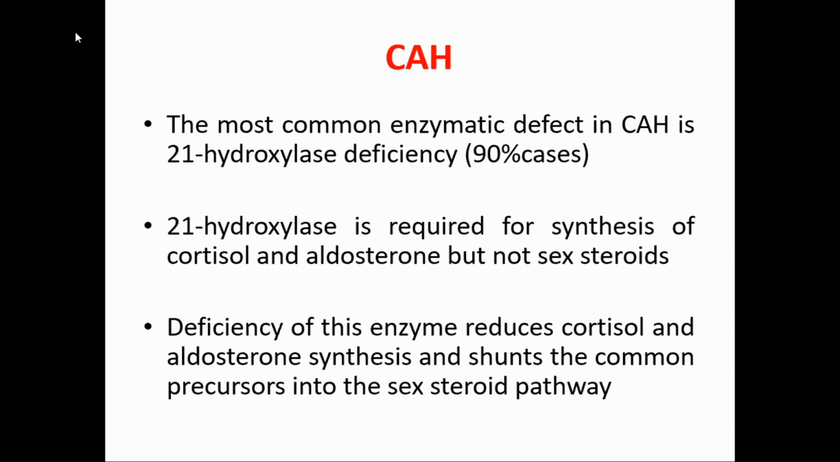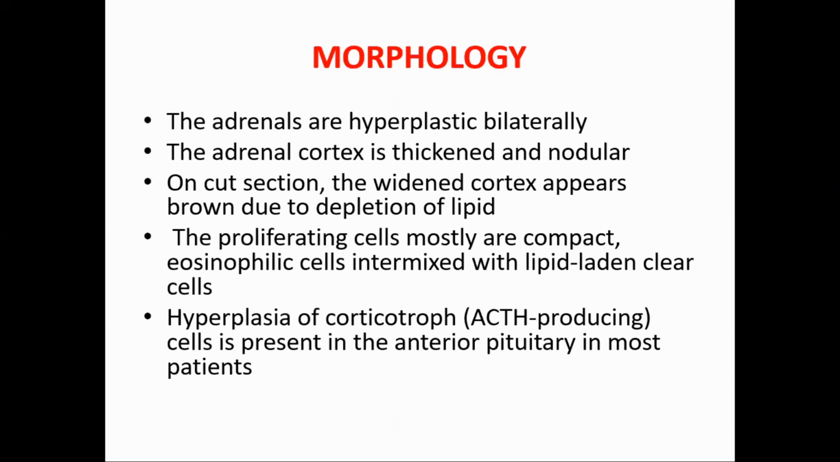And what happens is that generally we see hyperplastic adrenal glands, which become enlarged. The cortex is nodular or thickened. Also the cortex appears brownish due to the depletion of lipid. With lipid deposition the adrenal gland should be yellowish, but here it is brownish because of the lipid depletion. Similarly, there are numerous lipid-laden clear cells and eosinophilic cells.